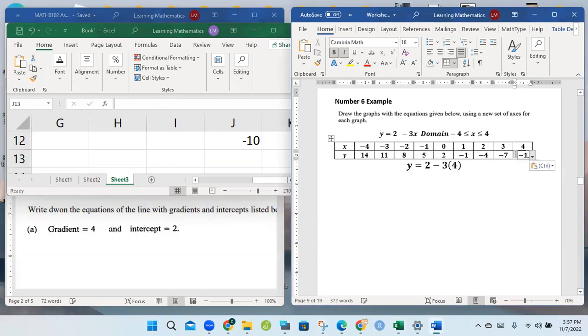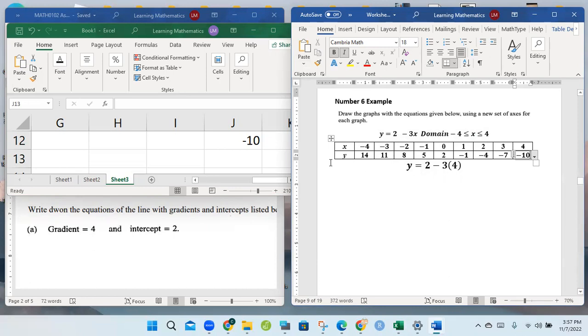So that actually coincides with the definition of the gradient. When the x increases by 1, the y changes according to the gradient, and the gradient there is -3. So each time we increase x by 1, the y value is decreasing by 3.